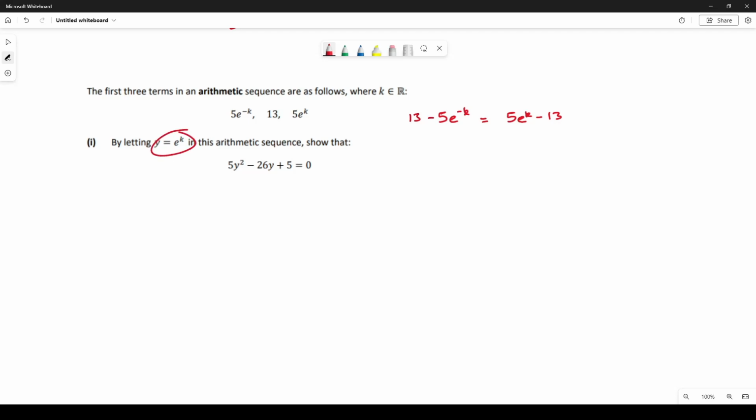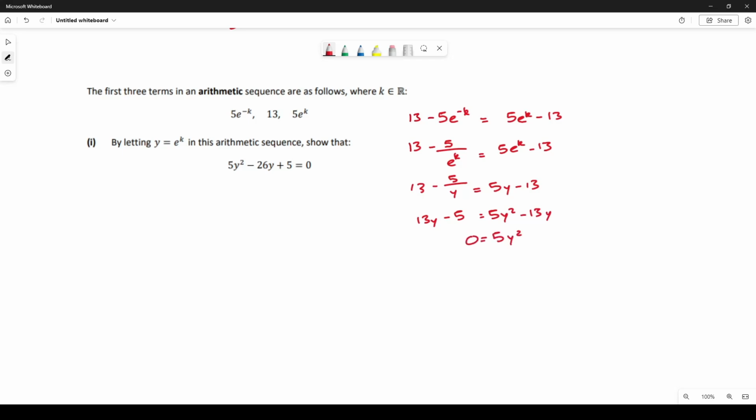They say letting y be equal to e to the power of k. There are a couple of ways of doing this, but the way I would think to do it is, if you have a minus power, you can slap it underneath the fraction and change it to a positive power. That's what I'm going to do. Everywhere you see the e to the power of k, you would replace it with the y. And you would get your boy here. Multiply everything by y to get rid of the fraction. You get this. And then bring everything to one side so that you're golden.